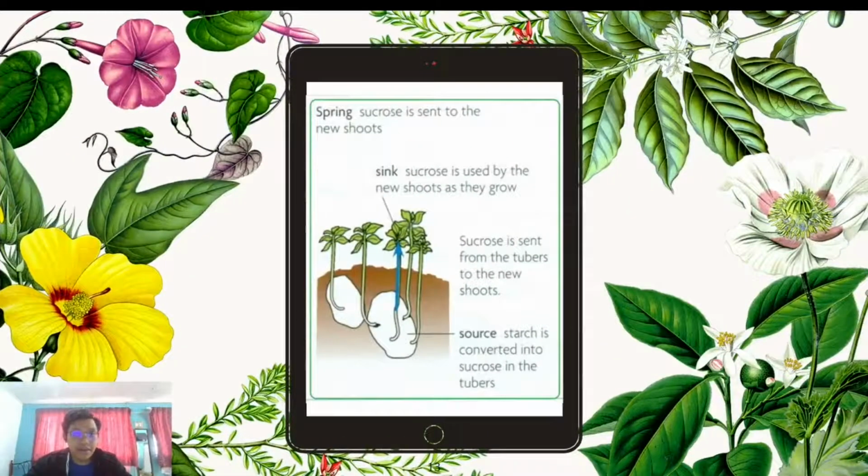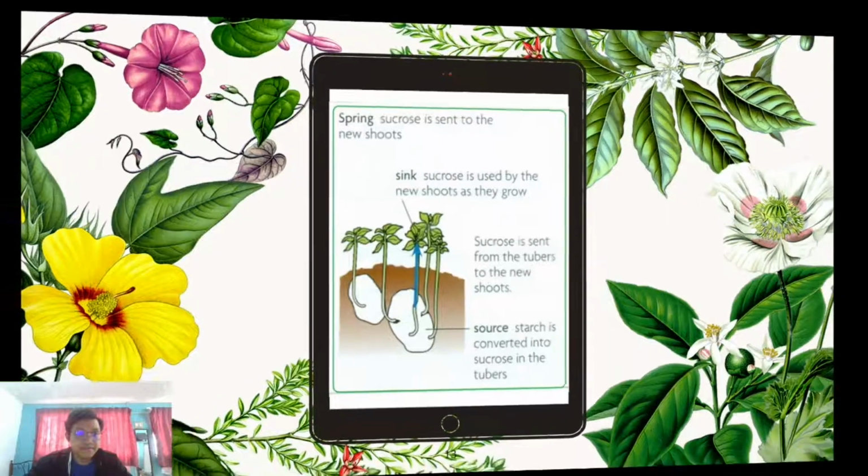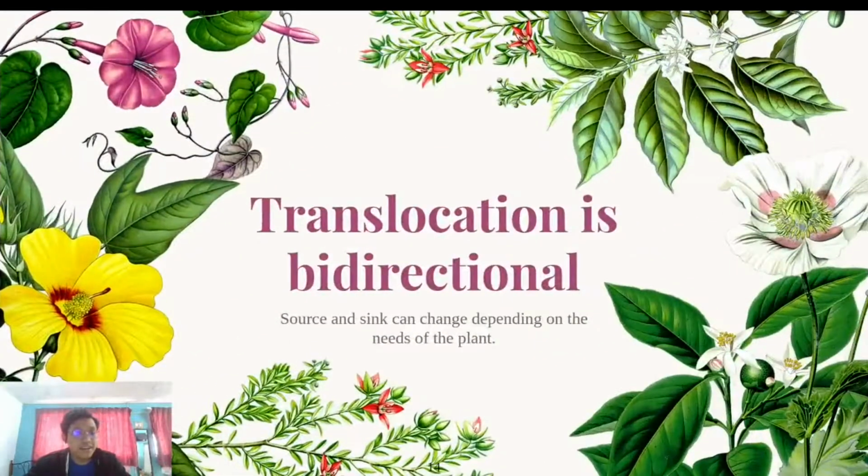And when spring comes, the sucrose is sent to the new shoots. In this case, the tubers act as a food supply for the new plants to grow in spring. And thus, the source becomes the tubers and the sink becomes the shoots. Remember that translocation is bidirectional, as we have discussed before. The source and sink can change depending on the needs of the plant, especially during bad weather times.